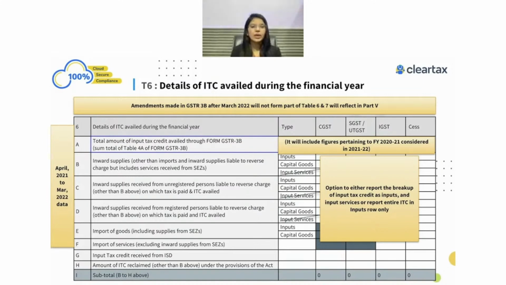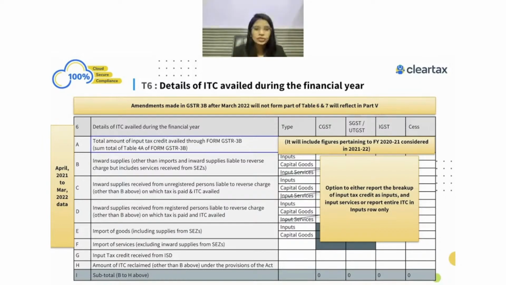Now let's talk about what the mandatory information and the optional information over here are. When we talk about the breakup, we have inputs, capital goods, input services and all. What the government is saying is that when it comes to inputs and input services, you can club both the values and just show under inputs. You don't even need that breakup part. You can always club the input and input services together and just show under inputs. But when it comes to capital goods, you always have to show it separately.